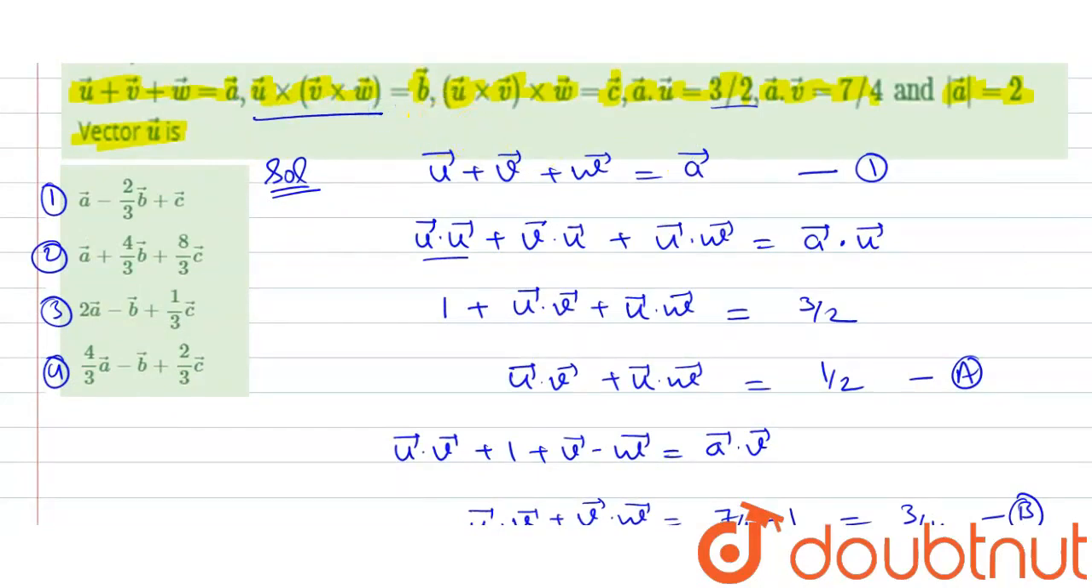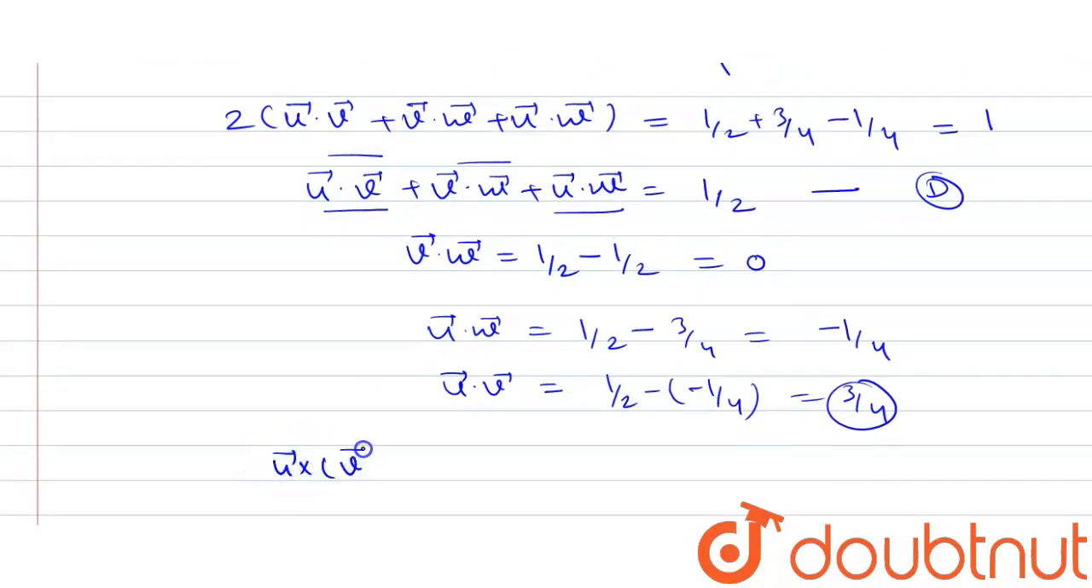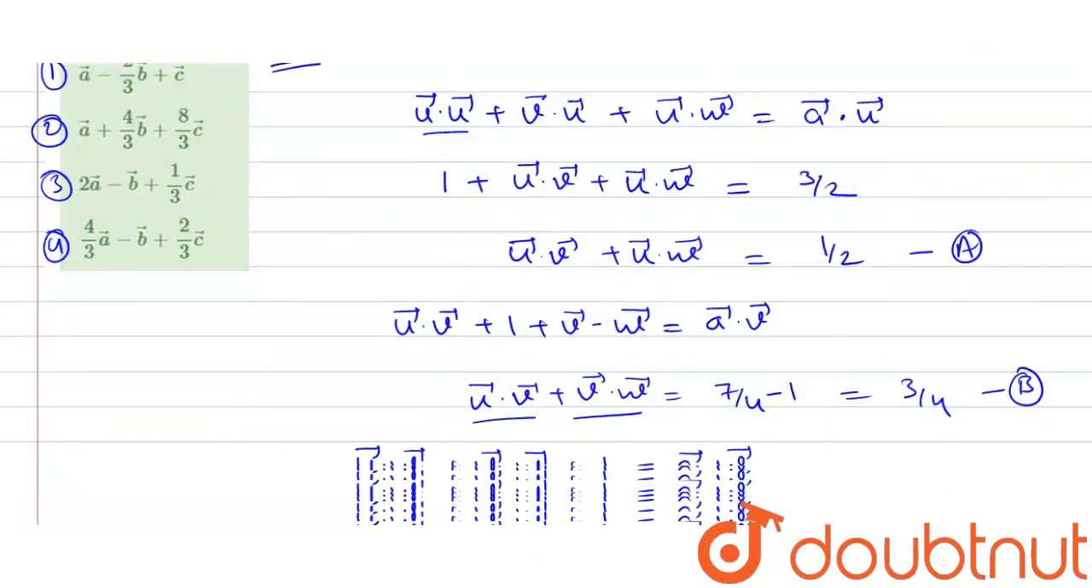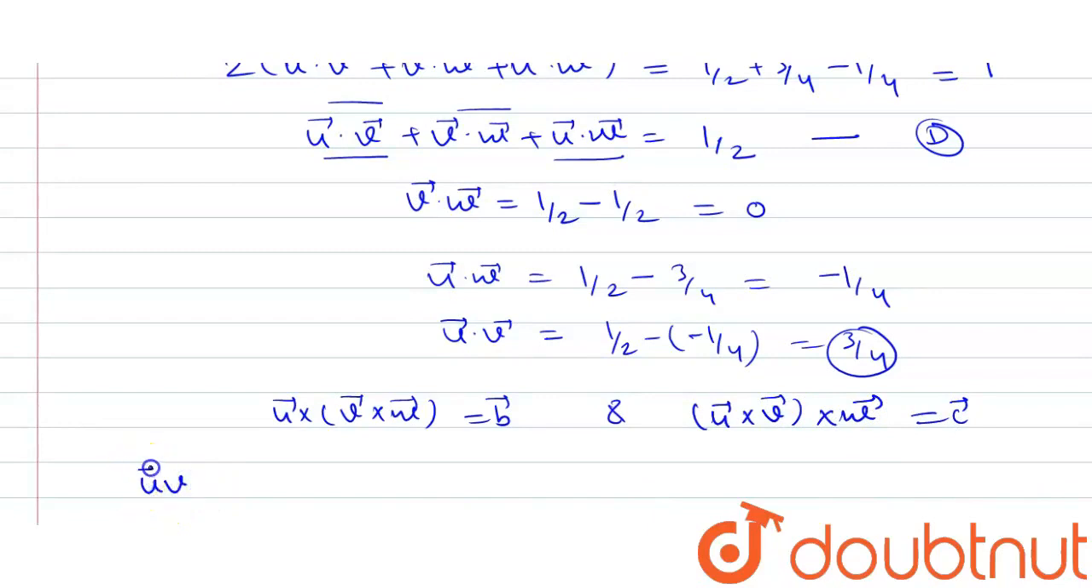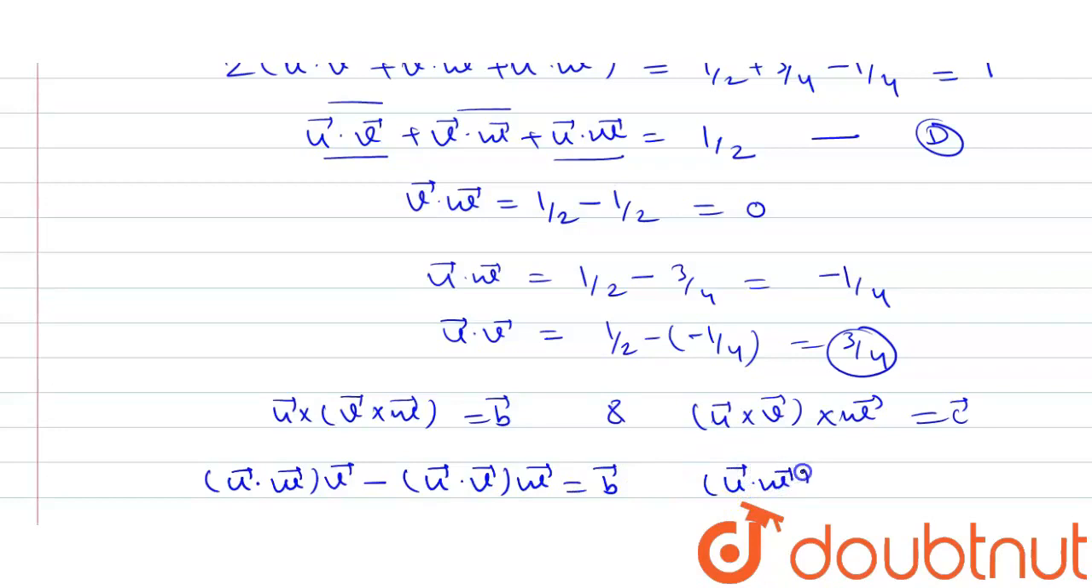Now come back to our first equations. Initially, u vector cross (v vector cross w vector) is equal to b vector, and another equation given to us is (u vector cross v vector) cross w vector is equal to c vector. Now see here what you will get, because it is a vector triple product: u vector dot w vector multiplied by v vector minus u vector dot v vector multiplied by w vector is equal to b vector. And here you will get u vector dot w vector multiplied by v vector minus v vector dot w vector multiplied by u vector is equal to c vector.